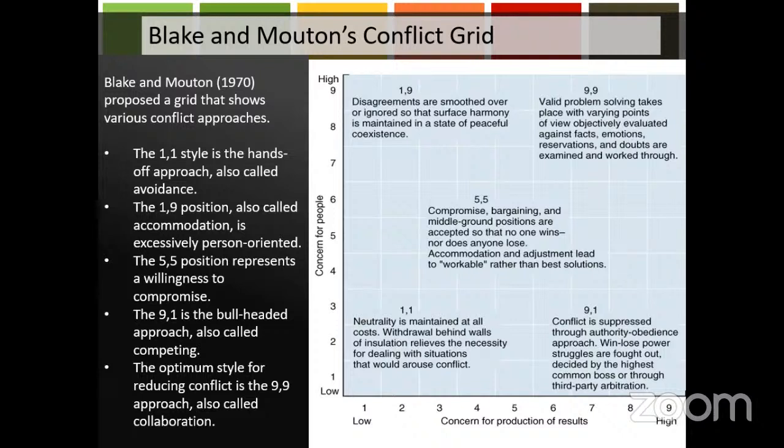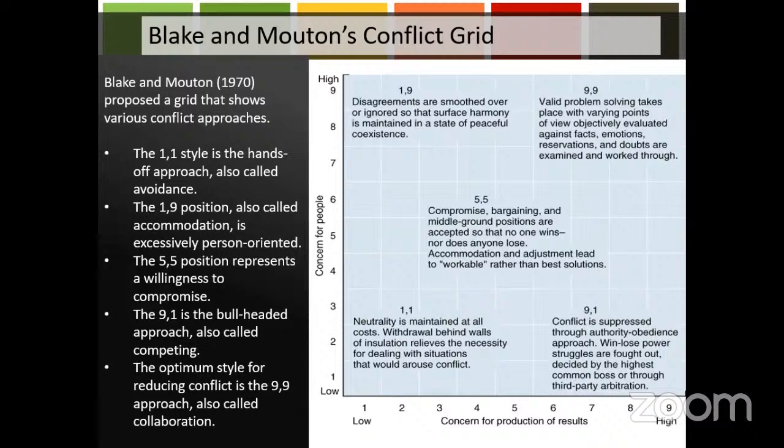So if the concern for people is low, and the concern for production results is low, you have a guidance on what approach to choose when you're sorting out some conflict. If both are low, you go to avoidance. So you just try to avoid the conflict.